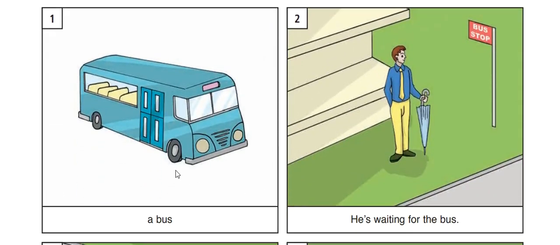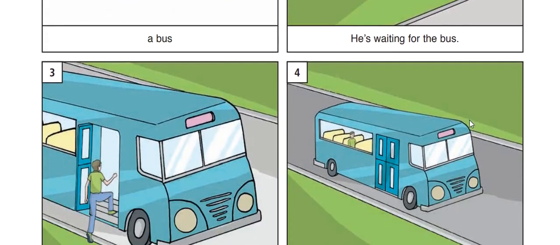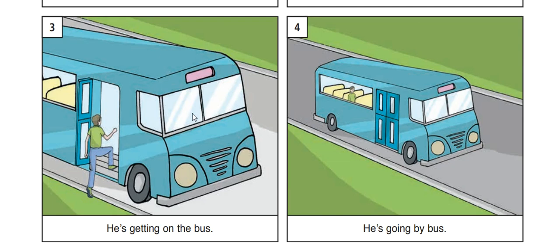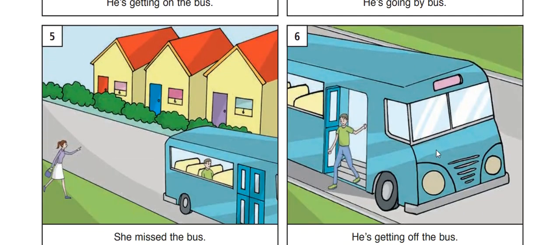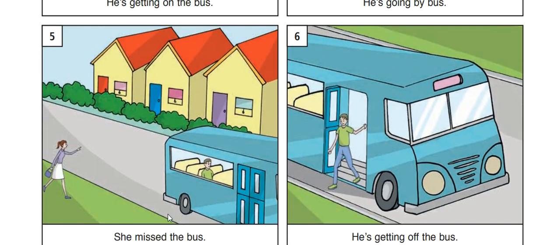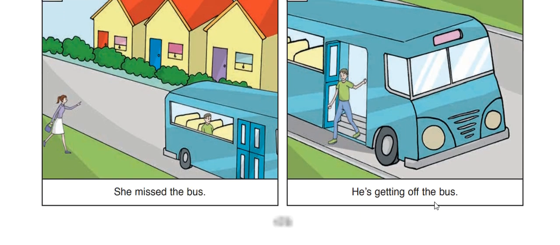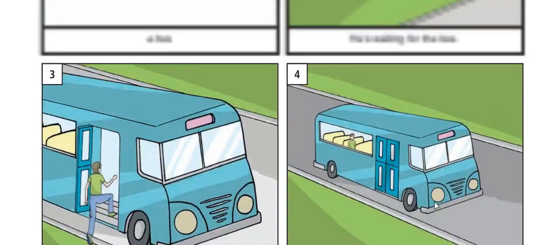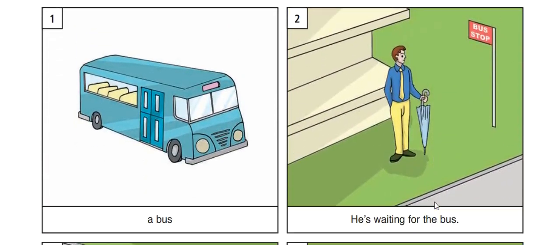A bus. Picture 1, a bus. Picture 2, he is waiting for a bus. Picture 3, he is getting on the bus. Picture 4, he is going by bus. Picture 5, he missed the bus. Picture 6, he is getting off the bus. Let's revise this page, then we move to the next page.